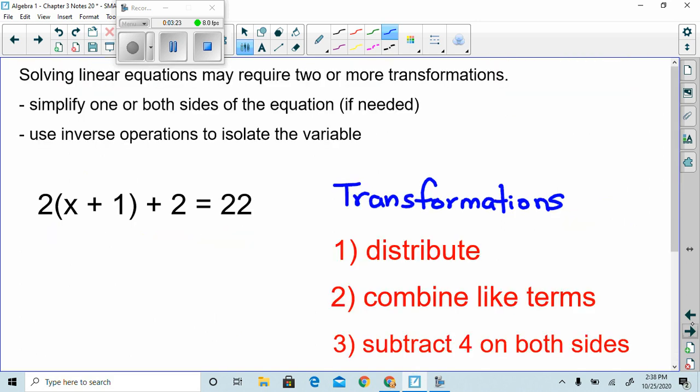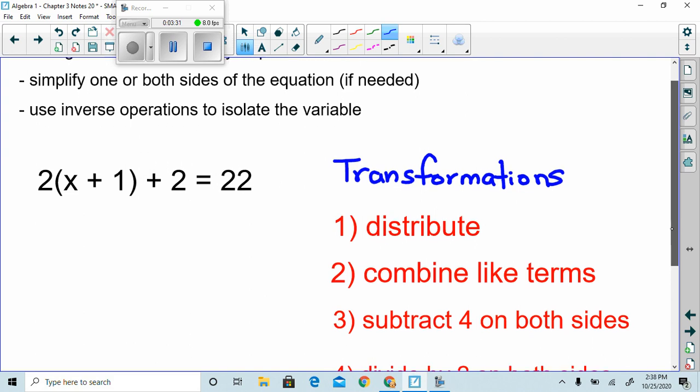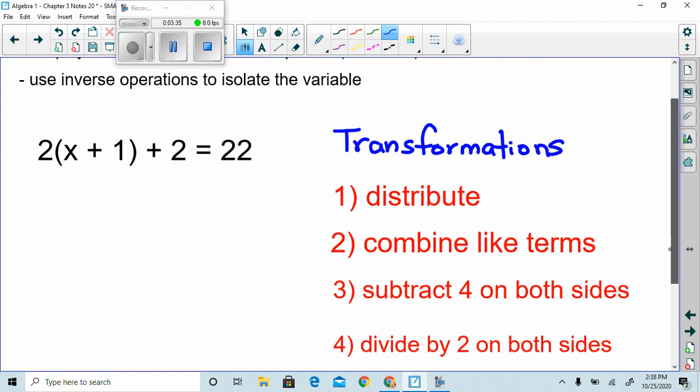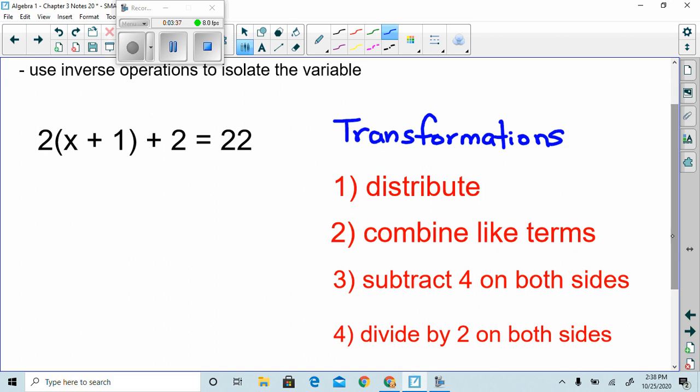Now reminder, we are doing multi-step equations which look at two or more transformations. Sometimes we have to simplify one side or the other, or maybe both, before isolating the variable with our inverse operations. I wrote the transformations this time so that we can see exactly what's happening in each step. The first step tells me to distribute, and again I'm distributing a positive number. I get 2x plus 2 again equals 22.